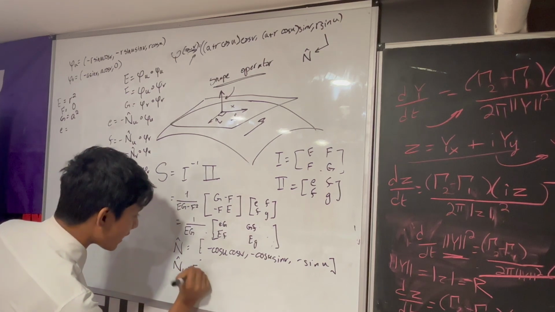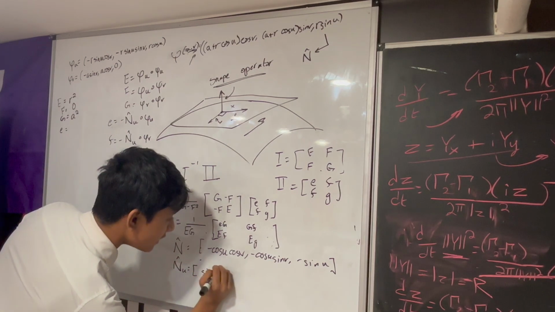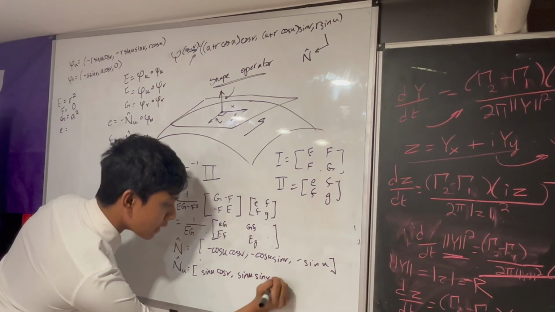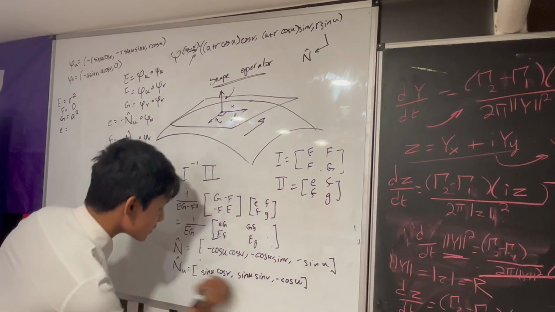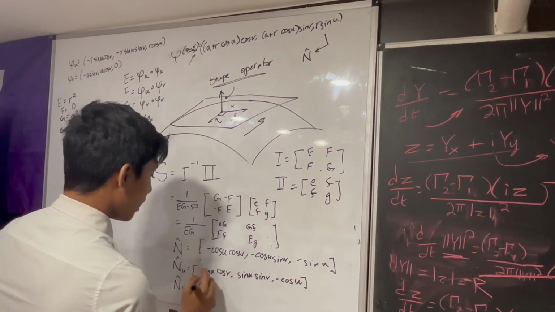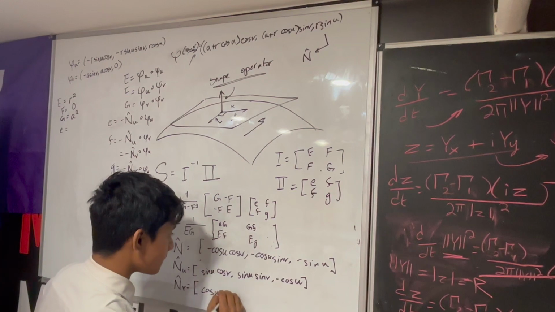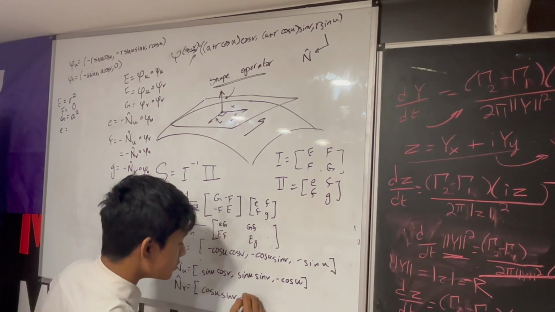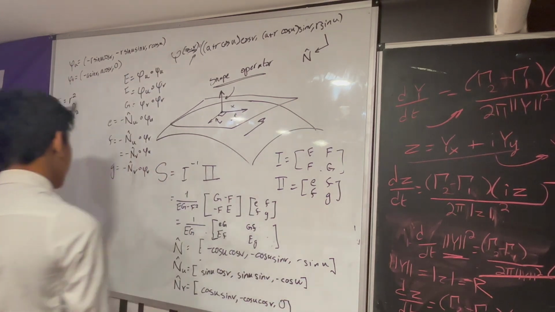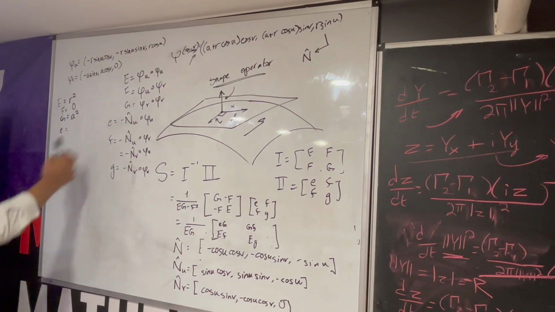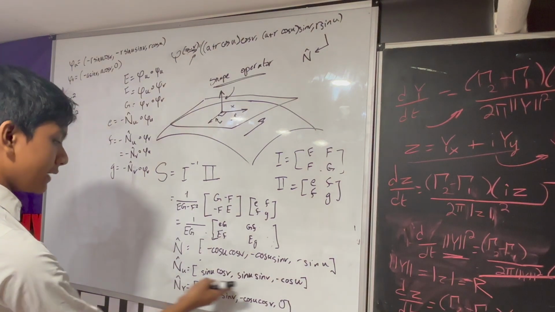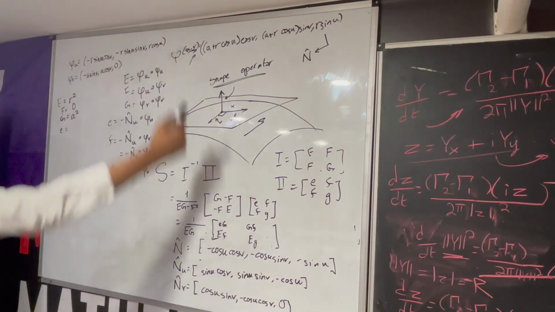With respect to u, that gives sine u cos v, sine u sine v, minus cos u. And with respect to v, that gives, expectedly, cos u sine v, minus cos u cos v, 0. Okay, so now E is going to be minus nu dot phi u. So nu is over here, phi u is up there.